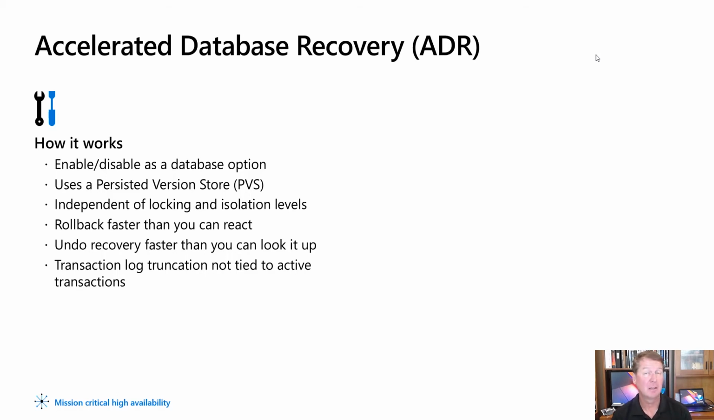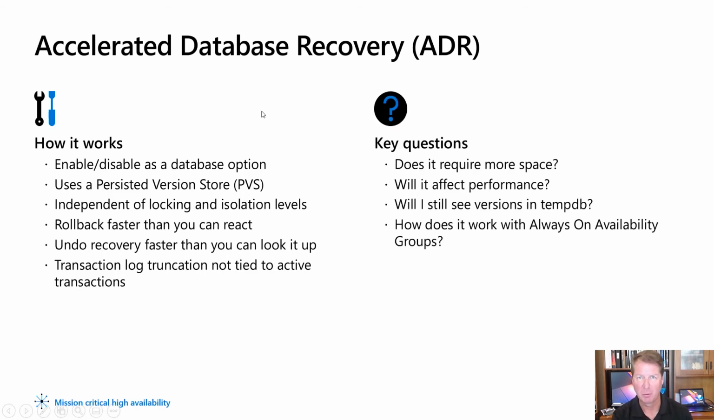It's independent of locking levels and isolation levels, so all those things still apply. And in fact, for snapshot isolation, we'll use the version in the database instead of TempDB. Undo recovery becomes so fast now. Because we have versions, we just use versions to decide what's aborted and what's not aborted, instead of having to run those compensation records through undo recovery. And because we have versions, transaction log truncation is not tied to an active transaction, whether that be this really long delete or somebody just holding open a transaction for a long period of time. Now, you may be wondering several questions at this point, like, how much space will this take?